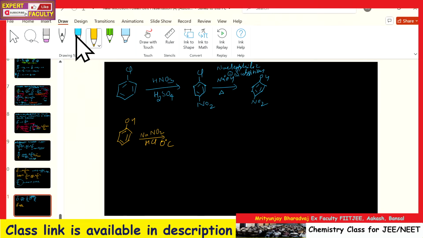Benzene diazonium will form if, in place of OH, we have NH2. Then only we can have it.